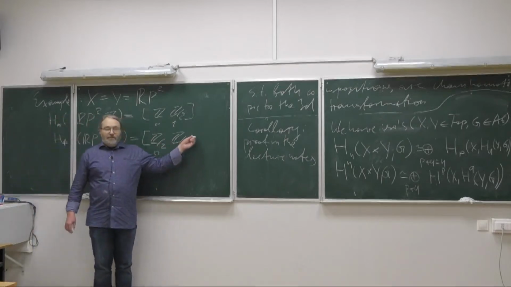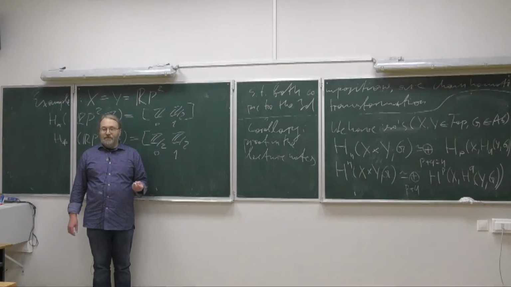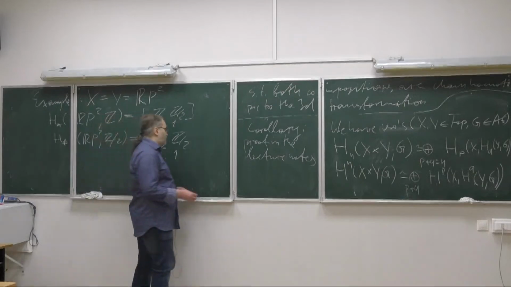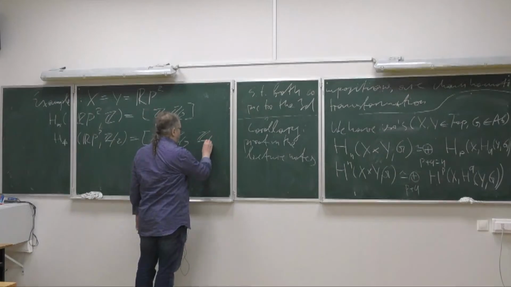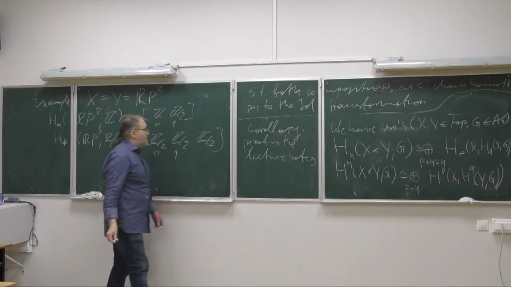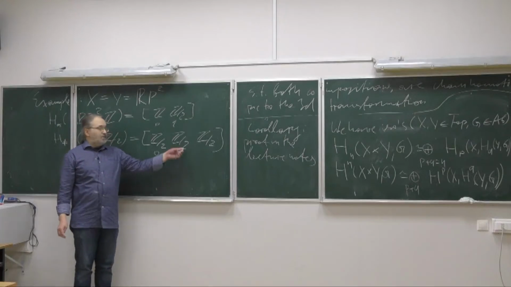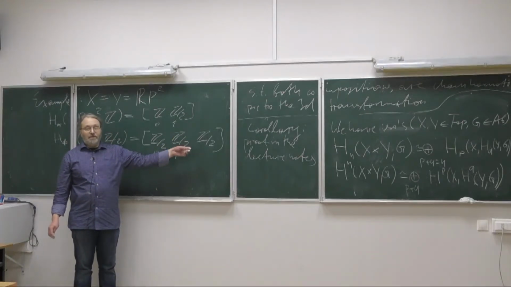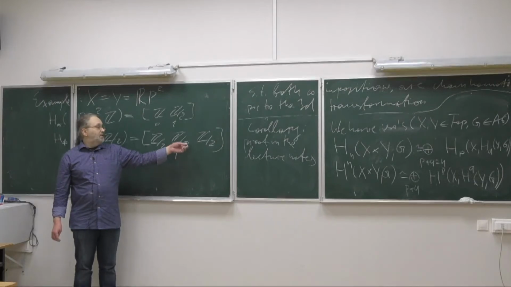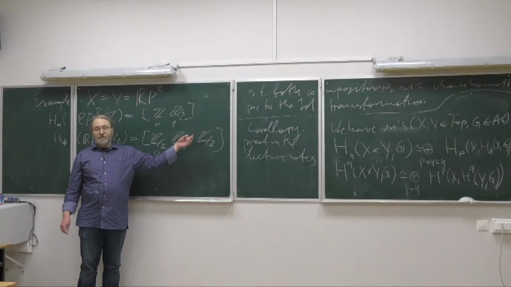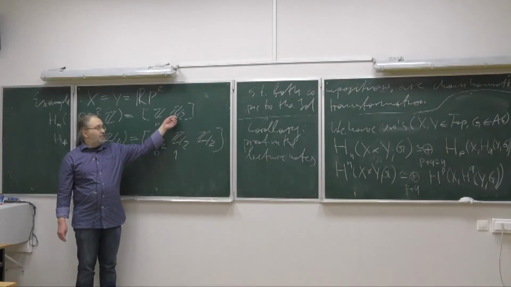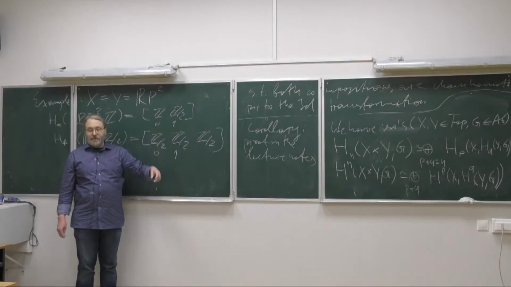So, what do we have in degree 2? Well, no, we don't have 0. We have another Z/2, which could also be seen by just applying the universal coefficient formula. This Z/2 is a Tor of this Z/2 and Z/2.